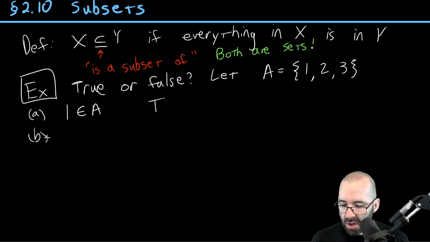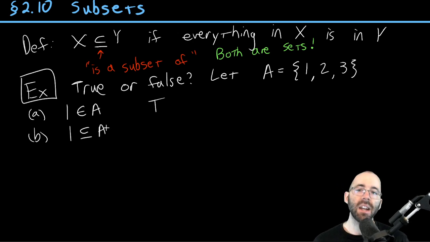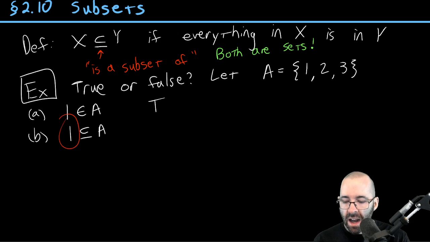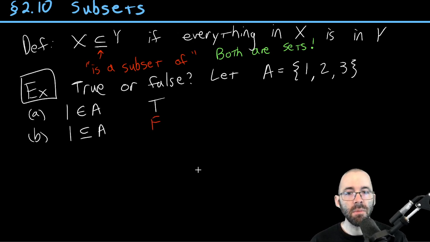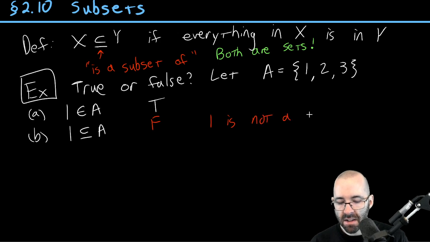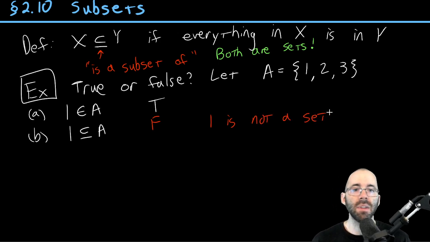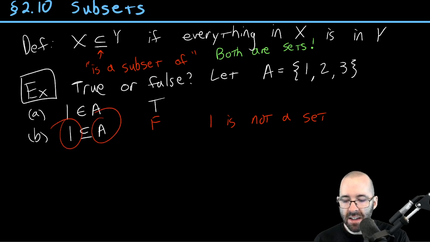Whereas B is a different question. Is 1 a subset of A? And so this is what I'm talking about where we have a distinction. 1 cannot be a subset because 1 is not a set. 1 is an element, so it's not the same thing. So this is going to be false because 1 is not a set. So it cannot possibly be a subset. It's a subset if everything in this set is in this set, but this is not a set.